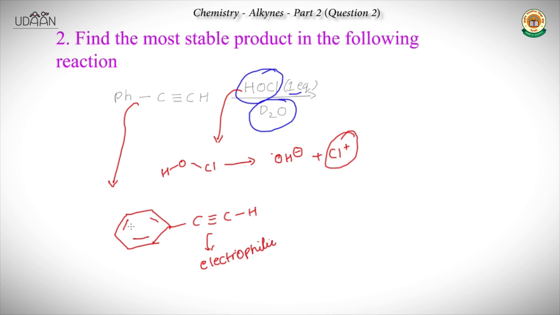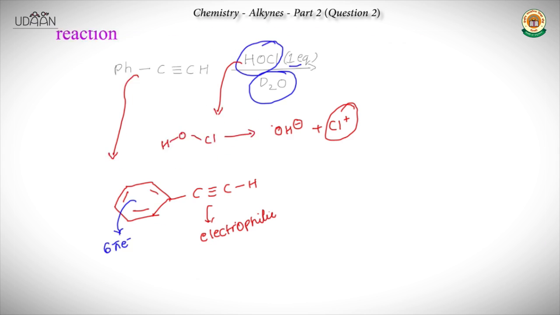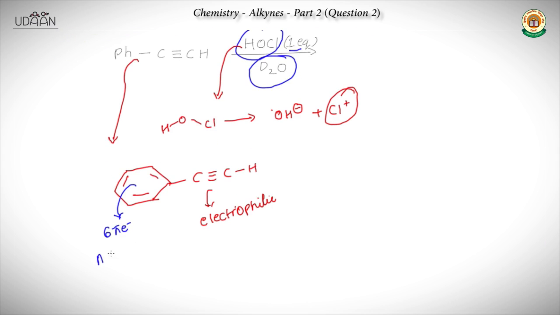Because here we have 6 pi electrons in benzene. So this ring satisfies the aromatic condition, right, which is 4n plus 2 pi electrons. Here n is equal to 1. Because of this, it's very much stable.